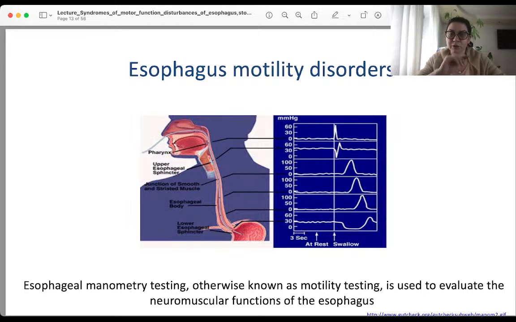And you see on the picture that it is a thin catheter that goes through the nose to the esophagus, and it ends in the stomach. It is left in place for some time, usually during the night. And at different levels, it can measure pressure.